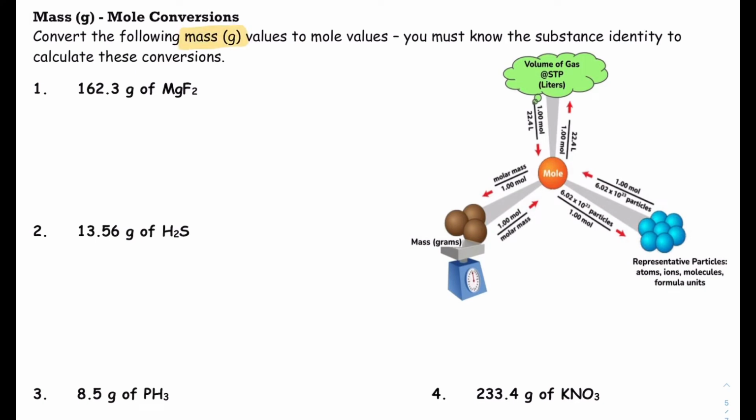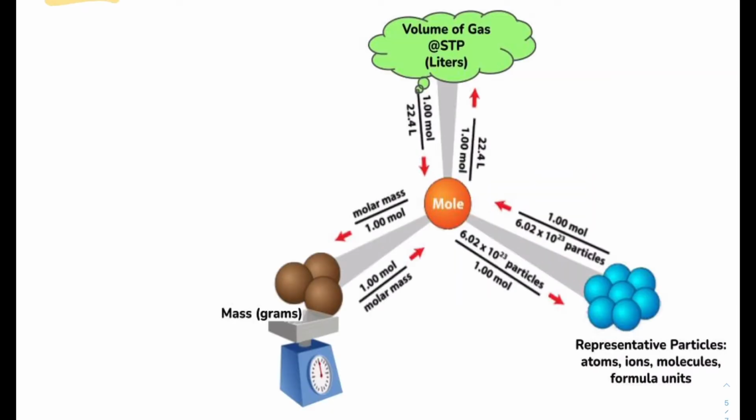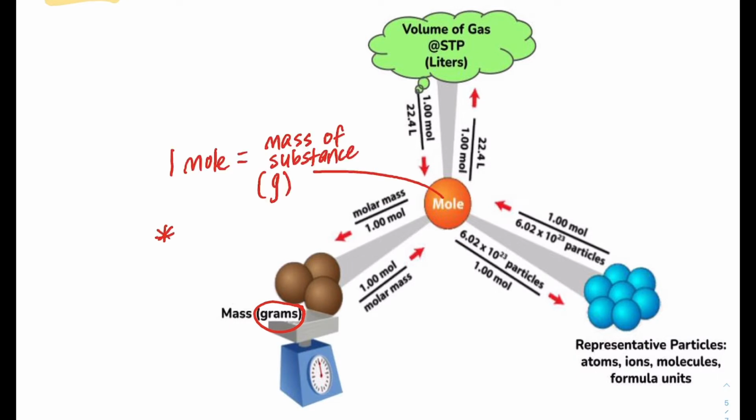In this video, we'll be looking at converting the mass of compounds to moles. On our mole map, the units we'll be using for these calculations are grams to represent mass and mole. So 1 mole will equal the mass of the substance in grams, and we will use the periodic table to determine the molar mass of any element or compound that's given to us in a problem.